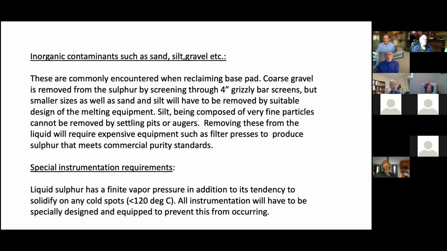And of course, the other issue, like I mentioned, is liquid sulfur has a very finite vapor pressure, and it will solidify in any cold spots. So all your instrumentation has to be specially designed and equipped to prevent this from occurring. I'm talking of temperature gauges, pressure gauges, flow meters. What works in refinery service will not work in sulfur unless it's specially designed.